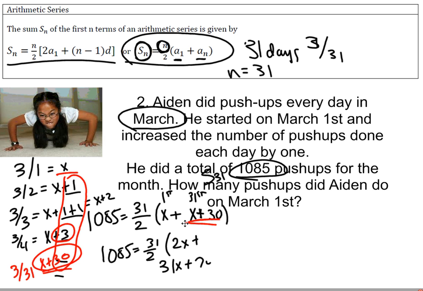So you get 2x plus 30 here. So when you do that, you get 31x plus 31 divided by 2 times 30, which is going to be 465. So a little algebra.